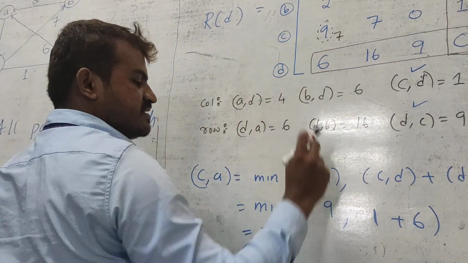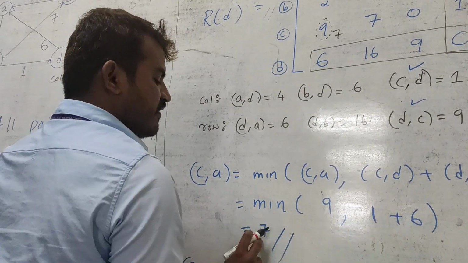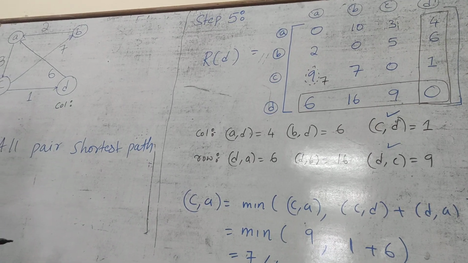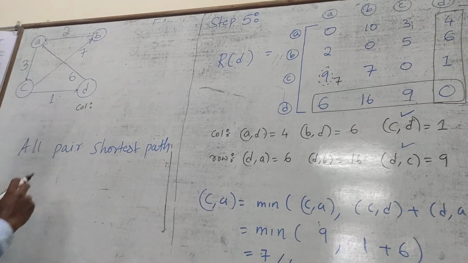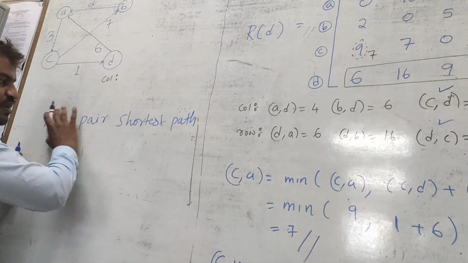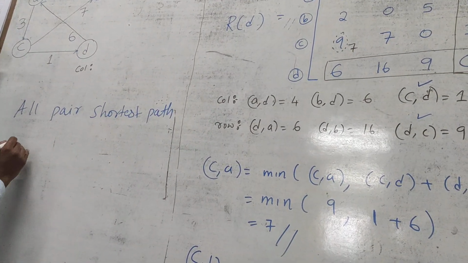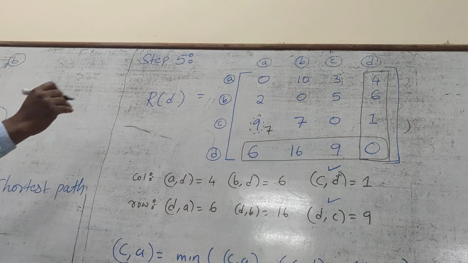C to A's earlier value is 9. The new value came up 7. Yes, that's right. Remaining everything, the values are right. All pairs shortest path, you have to write the conclusion. Then what is the table left out?